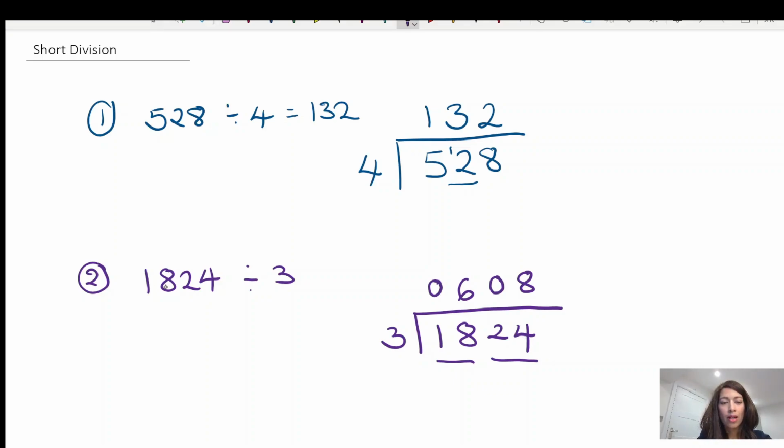So 1824 divided by 3 is equal to 608. This means there are 608 3s in 1824.